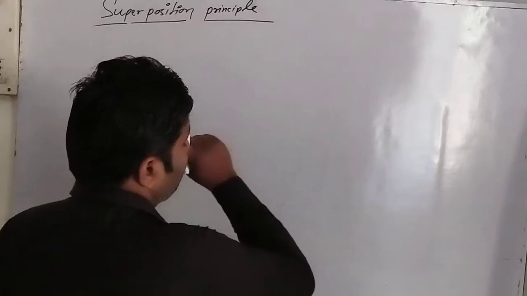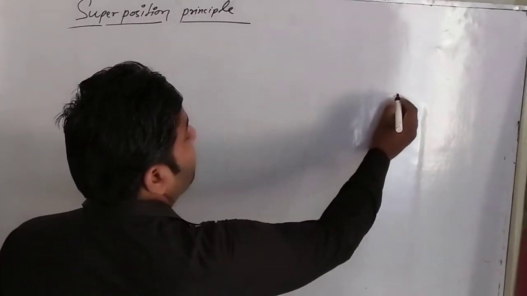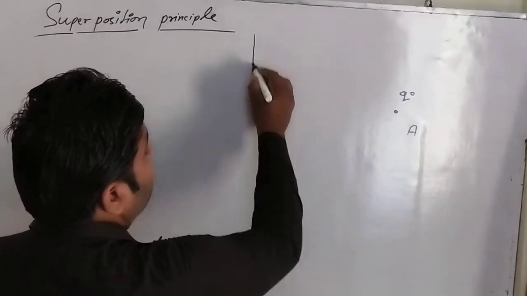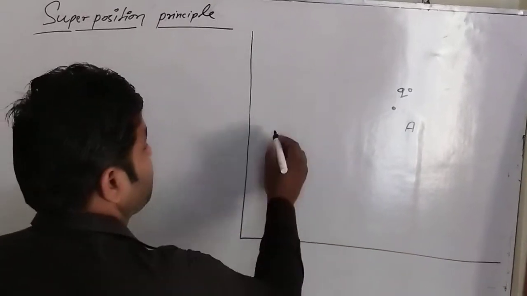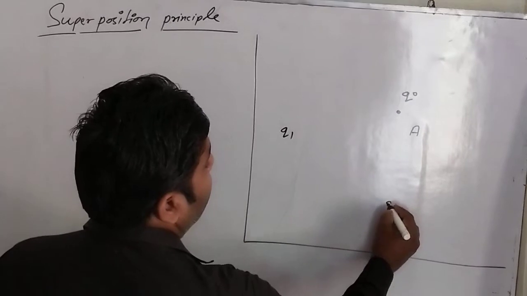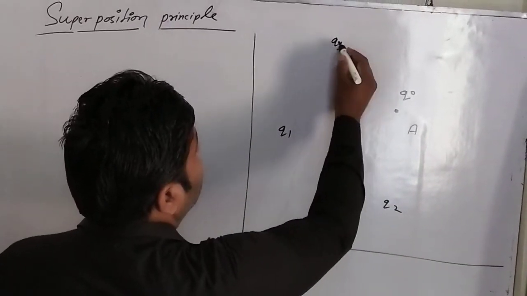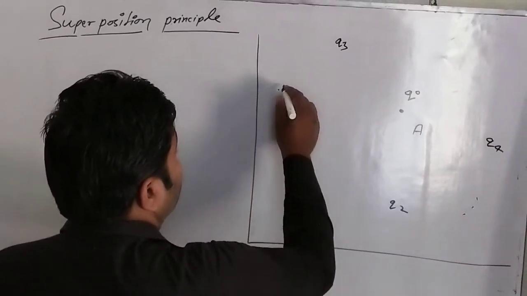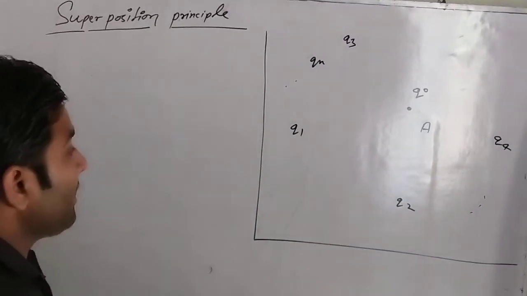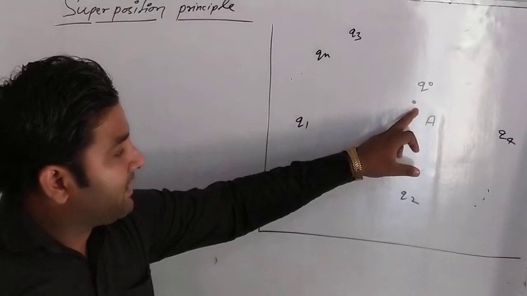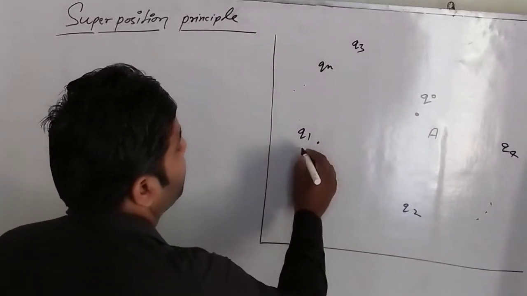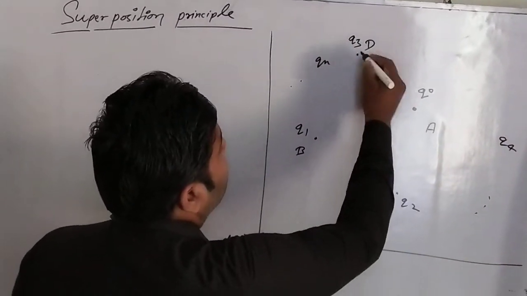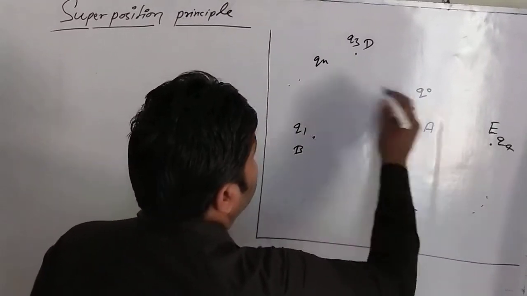In the superposition principle, suppose a test charge is held at point A and there are many charges, like Q1, Q2, Q3, Q4 and so on up to Qn. The test charge lies at point A and Q1 lies at point B, Q2 at C, Q3 at point D, E and so on.